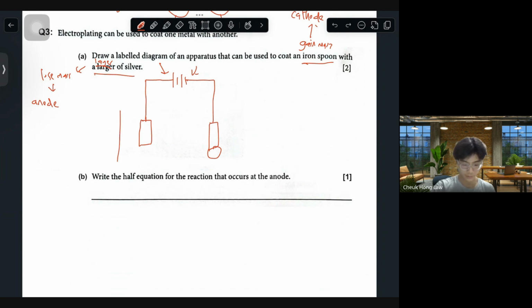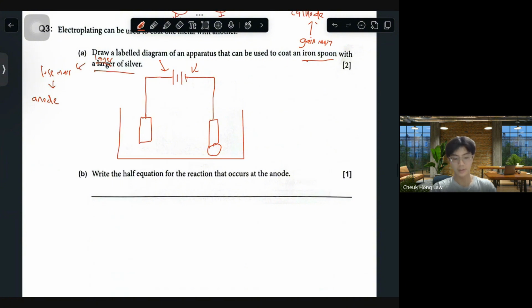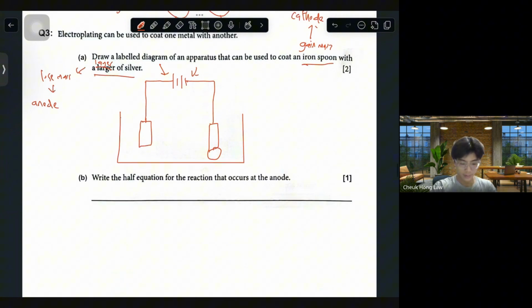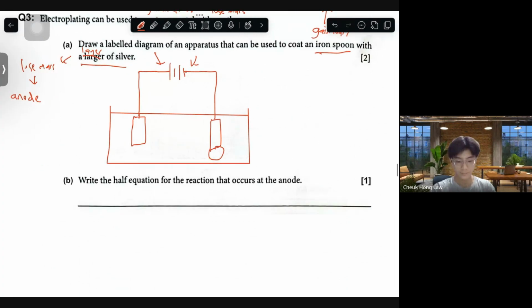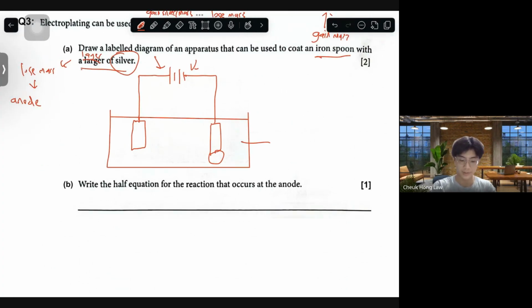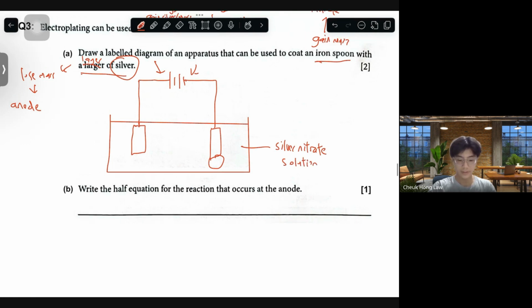Okay, I can draw this straight line. Then now draw the electrolyte, right? Your electrolyte, just make sure it submerges your electrodes. Then this electrolyte has to contain silver ions. So let's say silver nitrate. It has to be soluble. Right? And this is your iron spoon. And this is your silver.